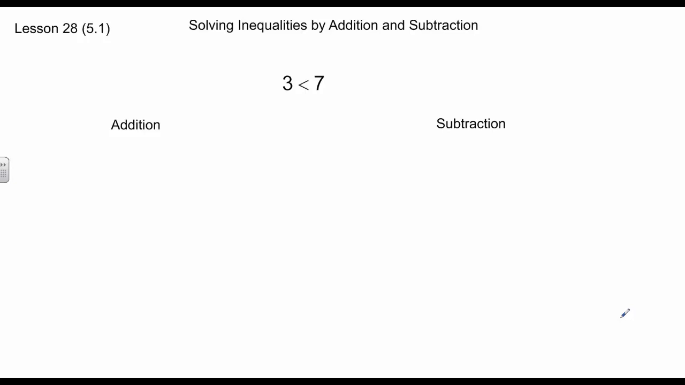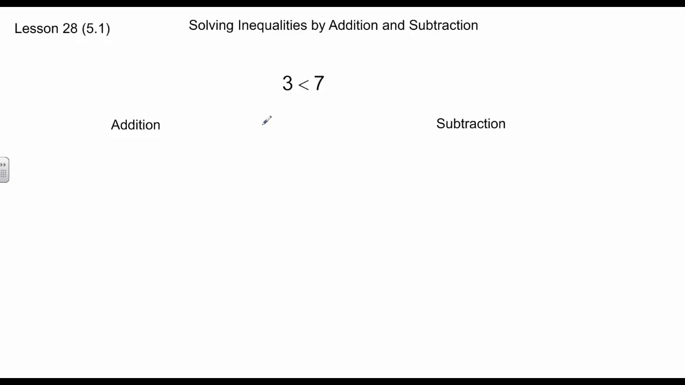So we're starting a new chapter today which talks mainly about inequalities, and we're going to start from the very beginning by solving inequalities using addition and subtraction. Now what I have in front of you is an inequality, a true statement saying that 3 is less than 7. We know that to be true.